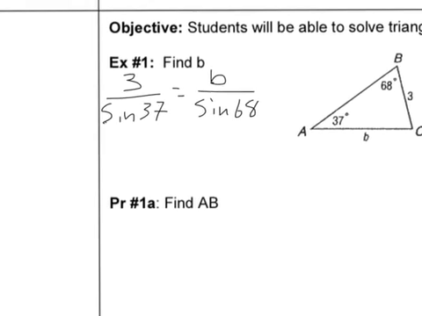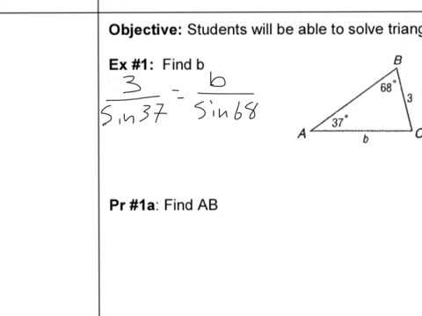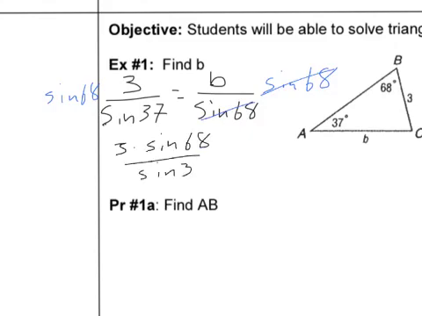So right now the B is being divided by sine 68, so I multiply both sides by sine 68. Cancels, cancels. And I really have 3 times sine of 68 over sine 37. And I can plug all that into my calculator. So go ahead and do that. Do 3 times the sine of 68. Some of you guys may need to put parentheses here and here.